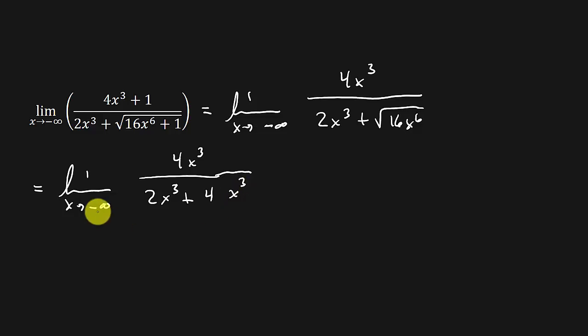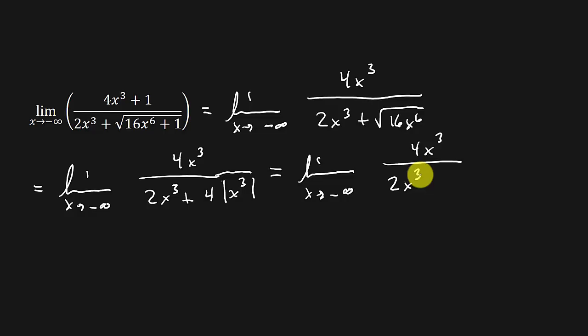Since x is going to negative infinity, these are negative numbers that are getting plugged in for x. All right, they're negative numbers. And so a negative number cubed would give me a negative answer. A negative times a negative is a negative. So I have to put it in absolute value to make it positive. All right, so now this is equal to the limit as x goes to negative infinity of 4x cubed over 2x cubed. And then what is this? This is minus 4x cubed.